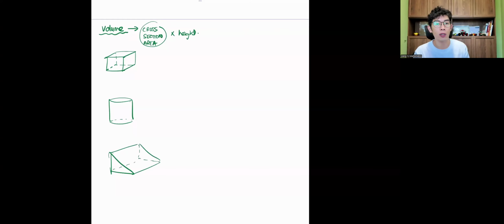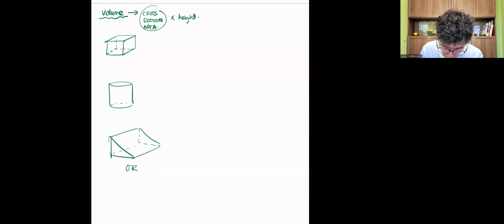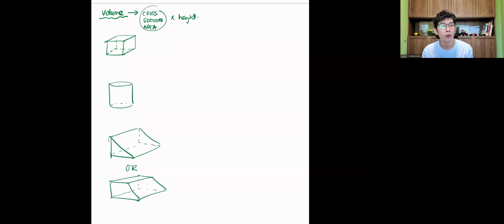You might want to screenshot if you don't want to draw. It's okay. You might want to screenshot. Or we have trapezium. I think my drawing not bad lah. Okay, we have trapezium. So you notice on the left.